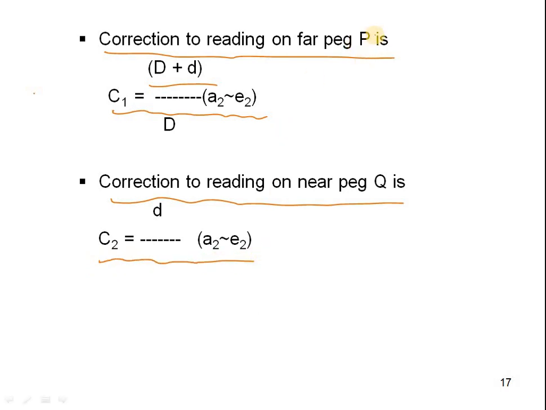So this is for the correction on the peg P, and this is for the correction on the peg Q. So the correction to reading on near peg Q is C2 is equal to A2 minus E2. This is capital D.